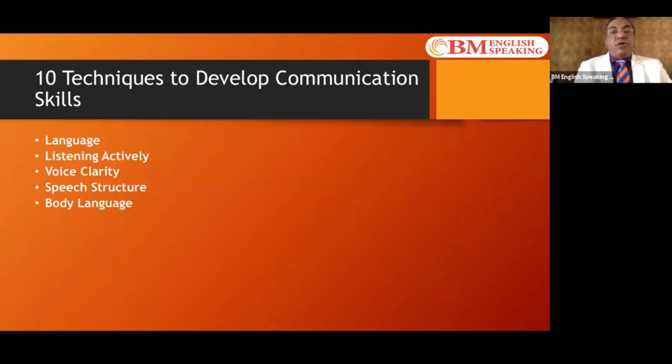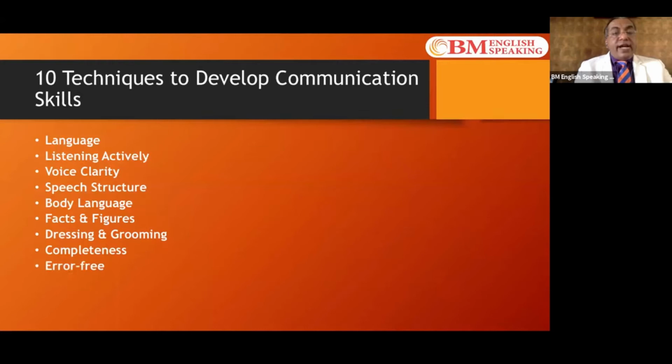Then, as Dr. from Nasik said, non-verbal communication. We communicate a lot with our body language. So using body language in our communication to be an effective communicator, using facts and figures. Making use of our dressing in our communication is extremely important. Even in this time when you are at home, working from home, attending seminars from home, doing meetings on video calls, your dressing and grooming is extremely important. Using completeness as a technique, and using error-free communication and developing confidence.